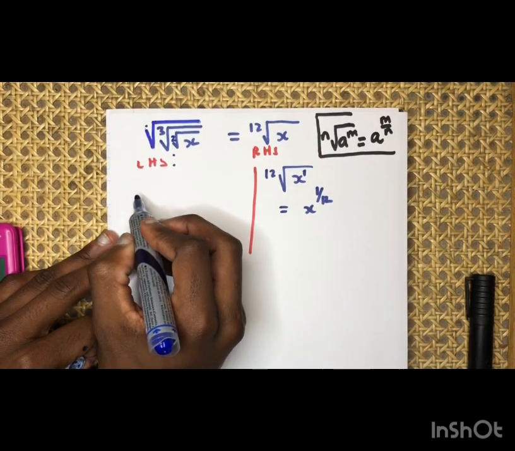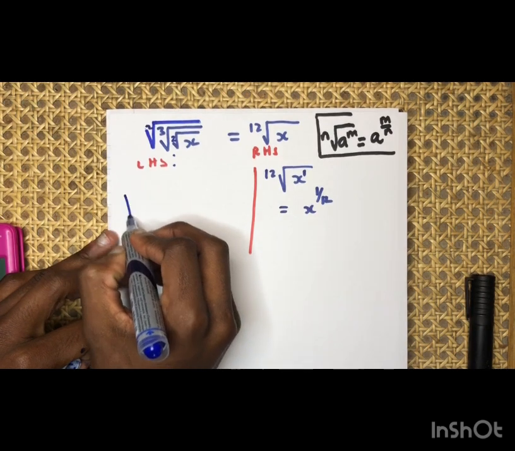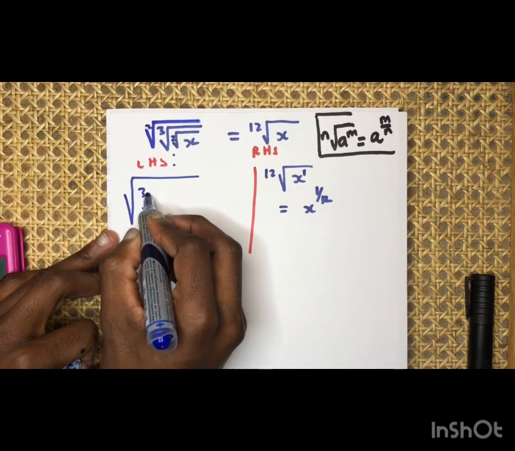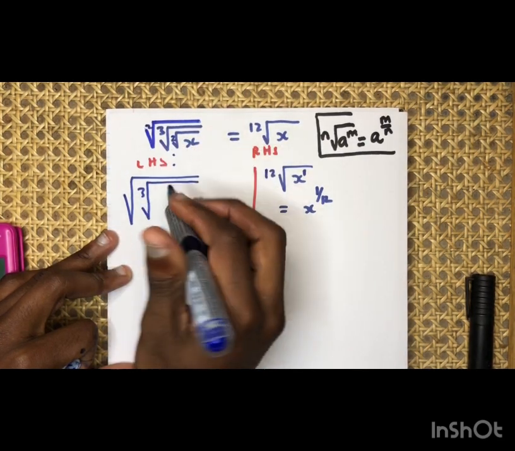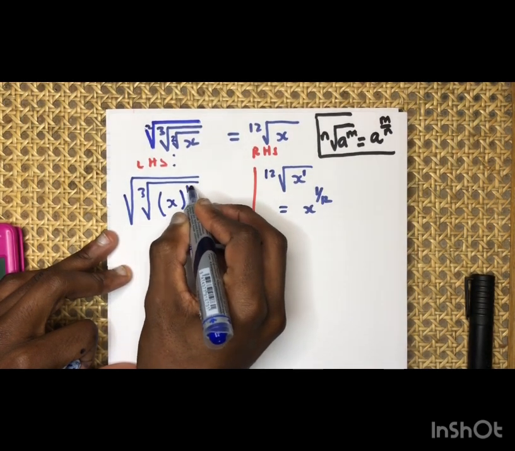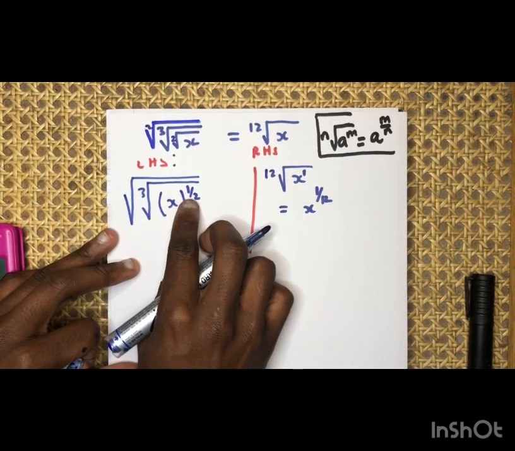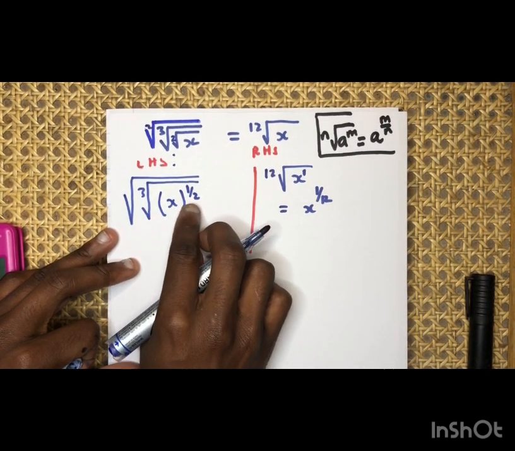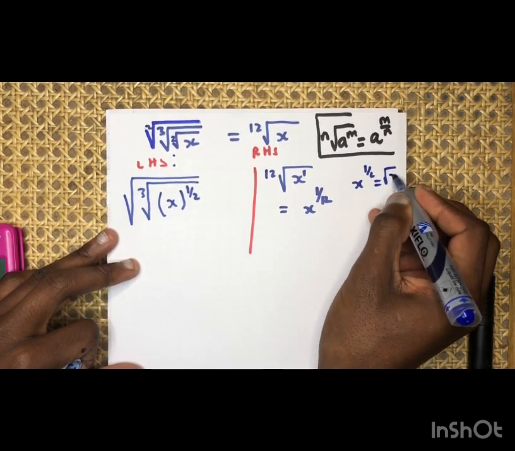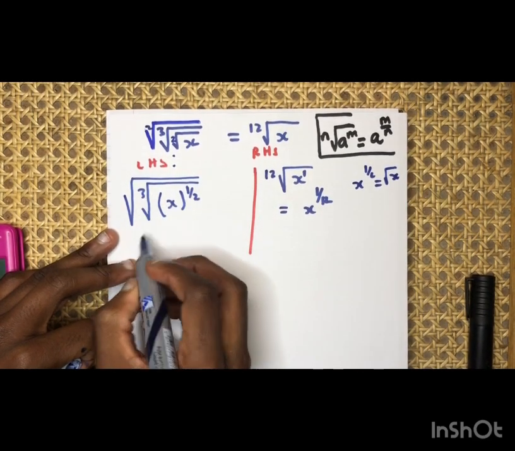So I'm going to change the first one. I'm going to keep the larger exponent and keep the cube root. Then I change this one to be x raised to 1 over 2. Understand? Because we said in the previous video that the half power is equal to the root. If I have x to the power 1 over 2, this thing is the same as the square root of x.